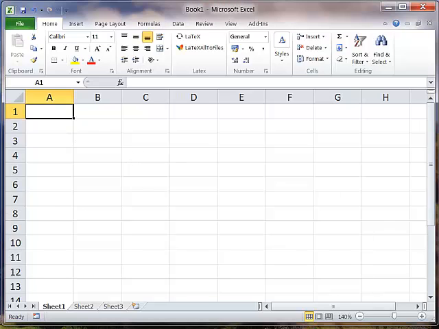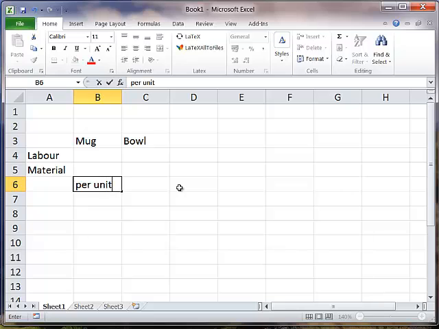So first we want to enter the table. As I said, we want to have mugs and bowls, and we have got the labor constraint and the material constraint, which is in our case clay. So this is all per unit. I'll just join these cells and put it into italic.